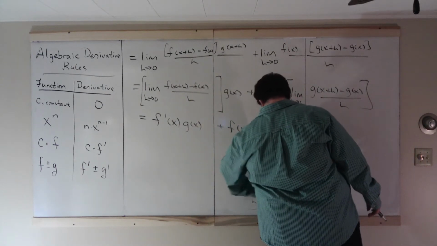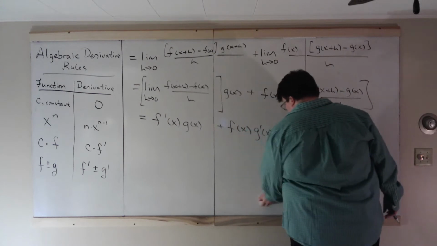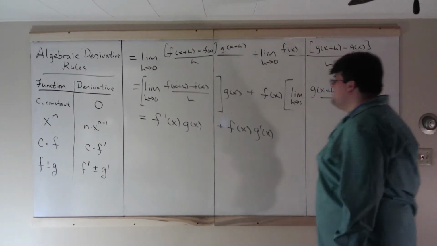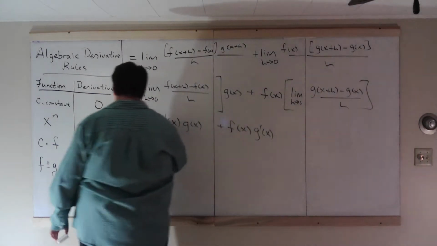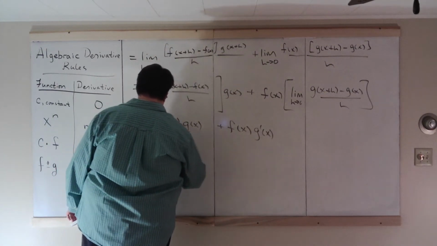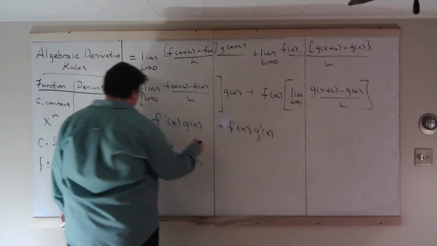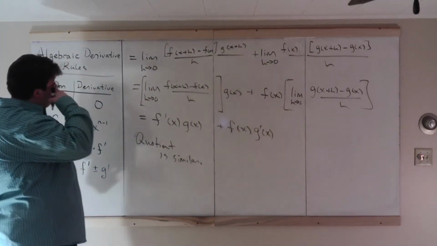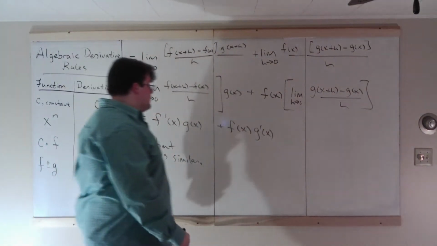The quotient rule has a similar direct proof. I'm not going to go over it. I'll just say quotient is similar. After exam 1, I will discuss an alternative proof for the quotient rule.